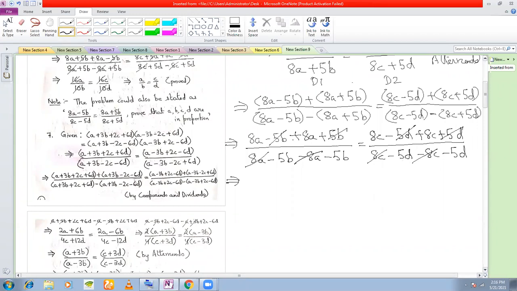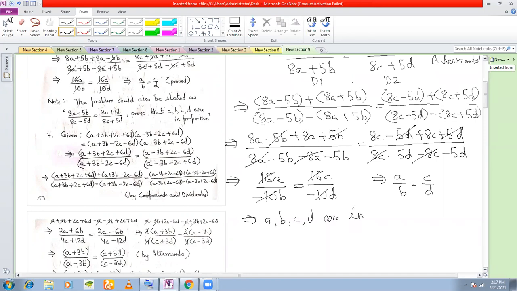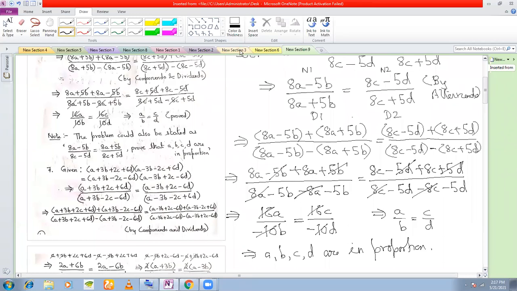Now 8a plus 8a will give you 16a, divided by minus 5b minus 5b, which gives minus 10b, is equal to, now 8c plus 8c will give you 16c, and in the denominator it will give you minus 10d. You can cancel all this to get a by b is equal to c by d. That means a, b, c, d are in proportion. Okay, any question here till this part? No, sir. We proceed.